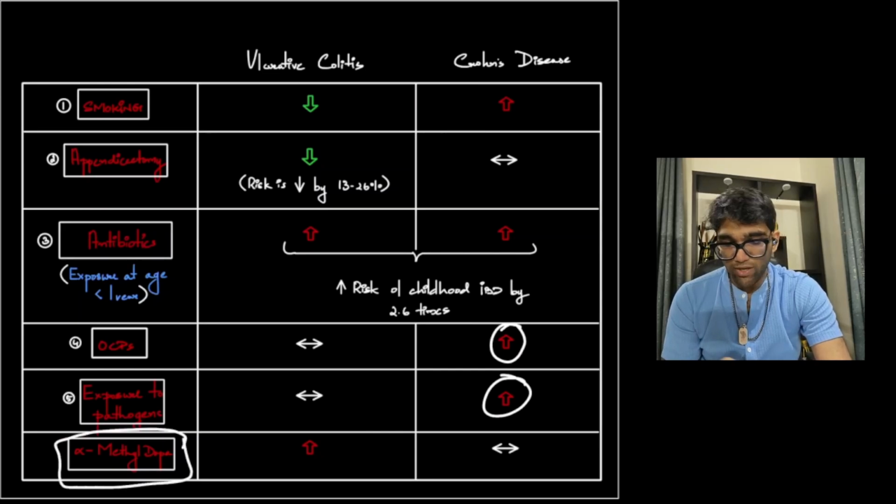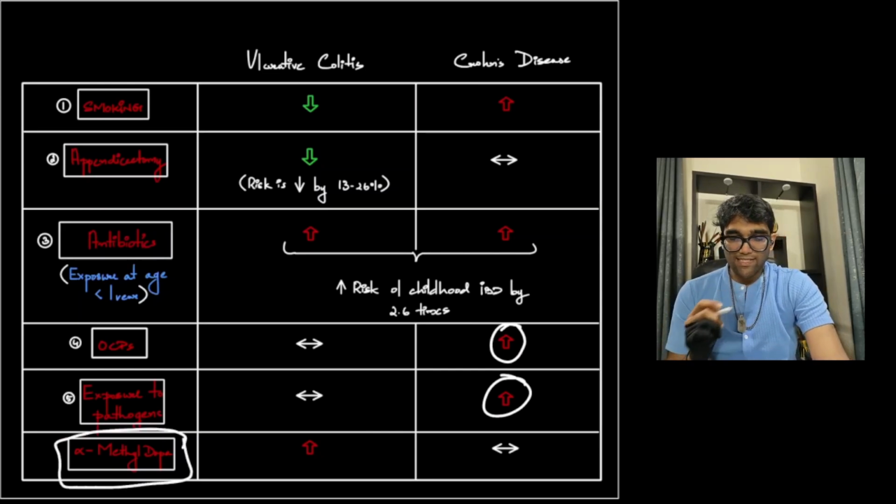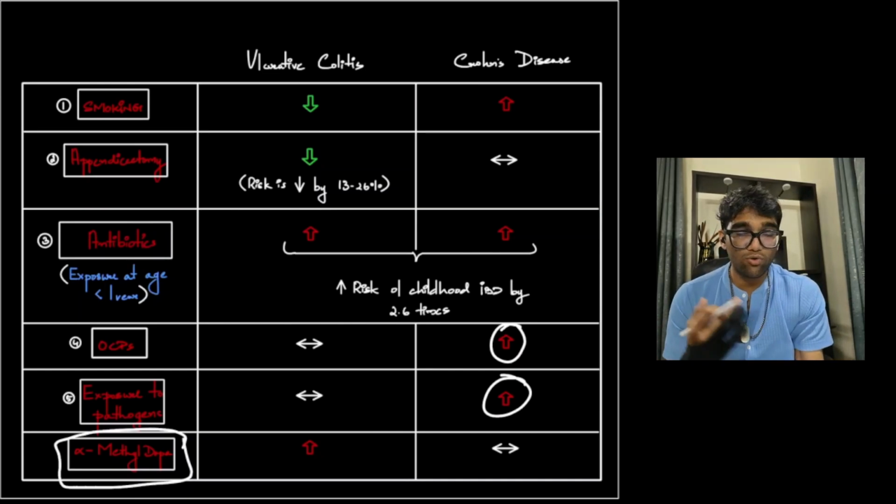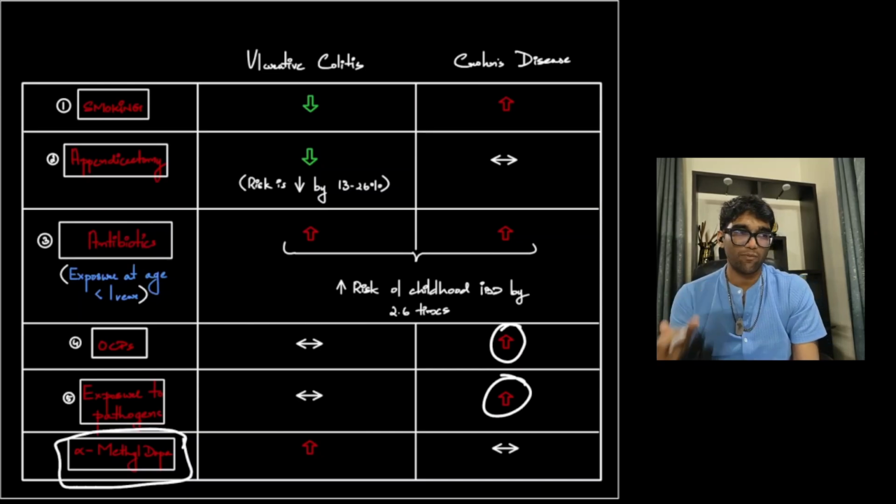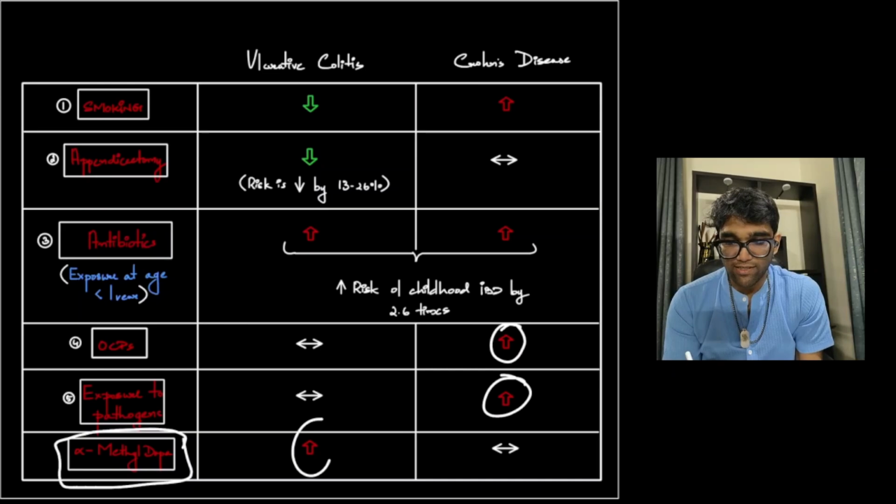Alpha methyl dopa, we'll discuss this in our discussion on SLE, essentially results in hypomethylation of T cells, resulting in increased tendency for T cells to undergo any type of polarization, but obviously the natural polarization of T cells is Th2, so therefore it increases the risk of ulcerative colitis in epidemiological studies.